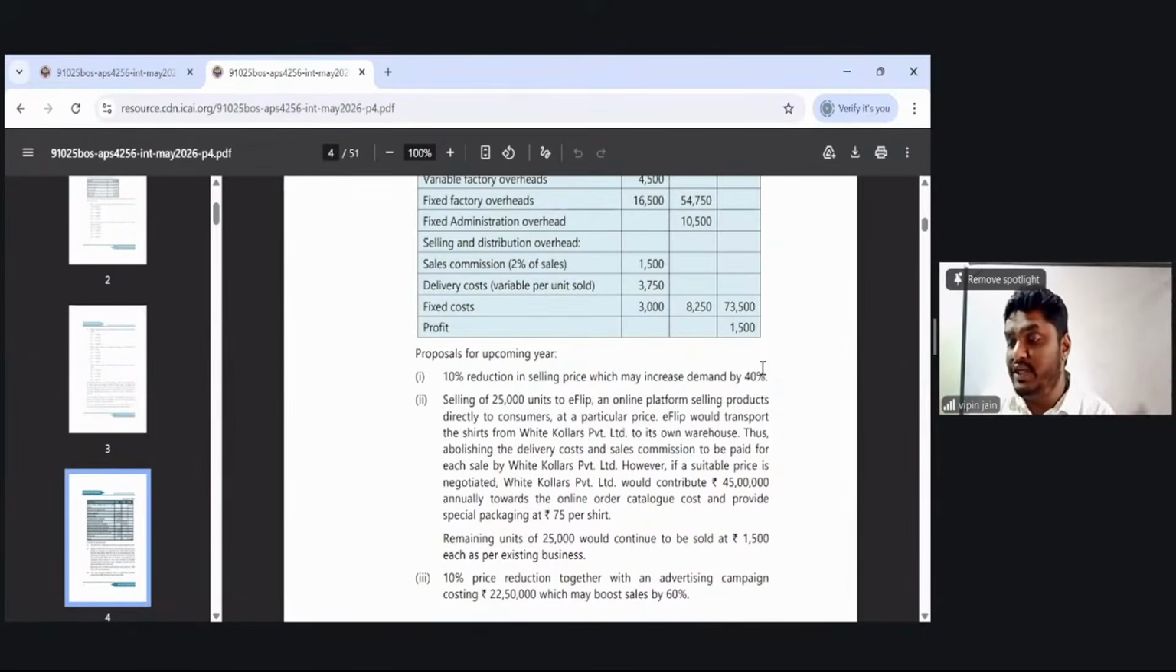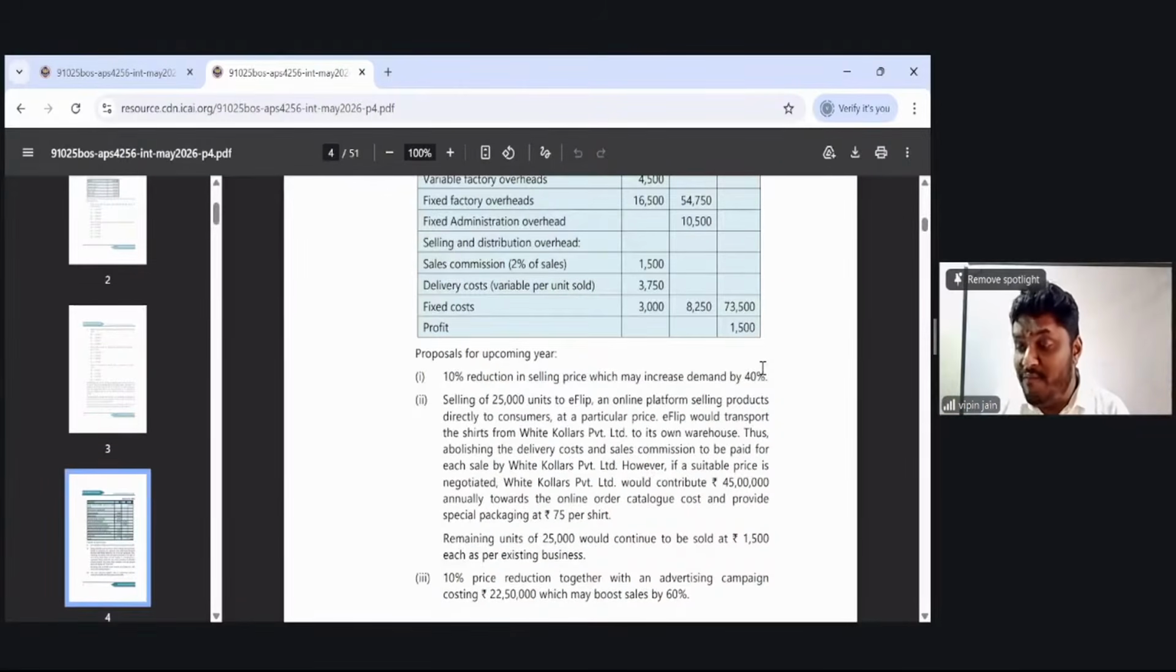So thus abolishing the delivery cost. So it means there will be no delivery cost because eFlip will be arranging the pickup. So thus abolishing the delivery cost and sales commission to be paid for each sale by White Collar Private Limited. So in short, if we go with eFlip of 25,000 pieces, first of all, no need to pay sales commission. Second thing, no delivery cost also. So there will be a saving in delivery cost. There will be a saving in sales commission.